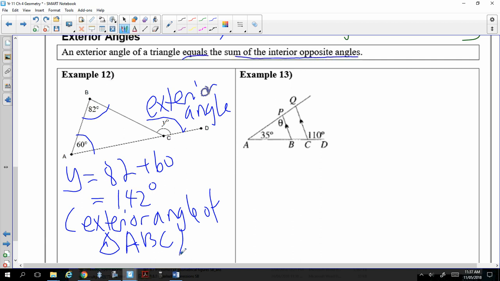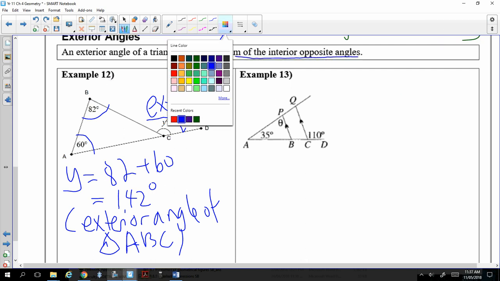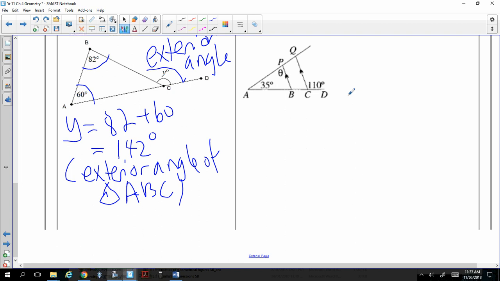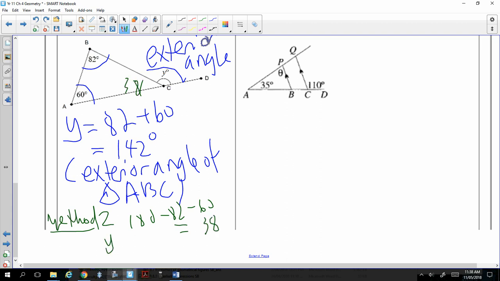Now, what if I do it differently? Another way to do it is, what's another way to do it? Yeah, 180 minus the 82 minus 60, that gives you 38, right? You get 38 here. And then to get y, you do 180 minus 38, which is 142, which is longer, isn't it? So it's better off using the exterior angle rule because you can do it in one step instead of doing it in 2 steps, okay?